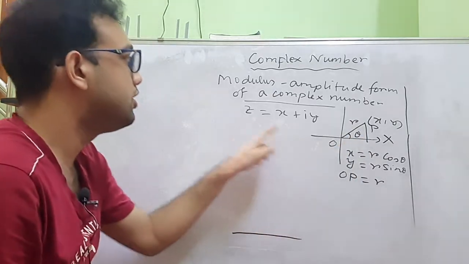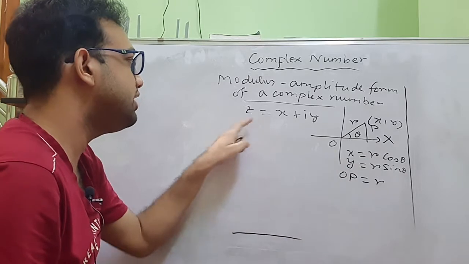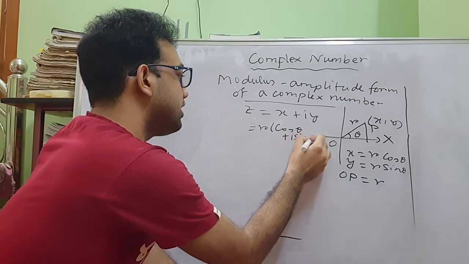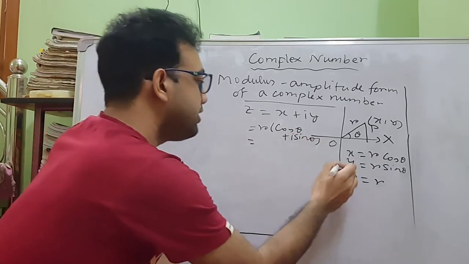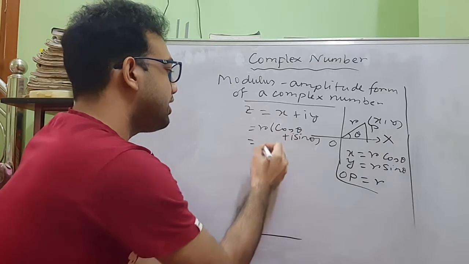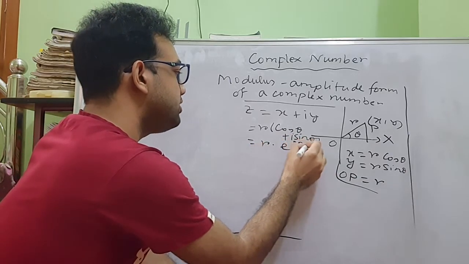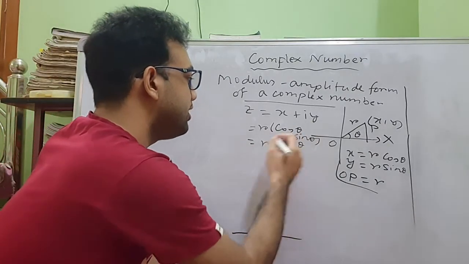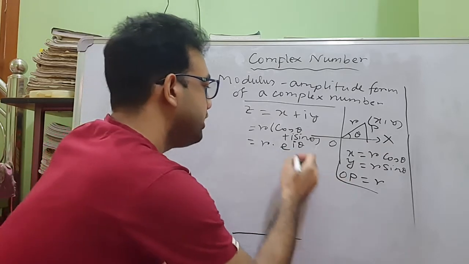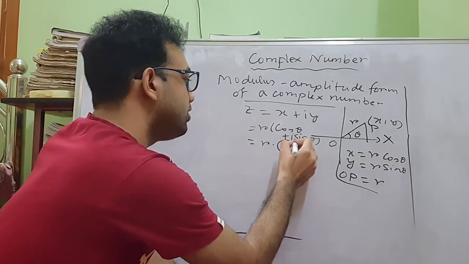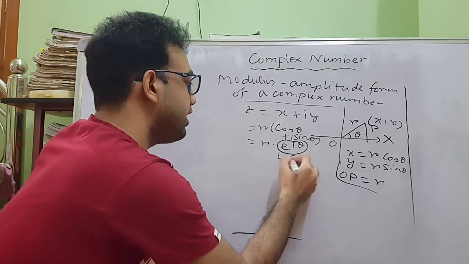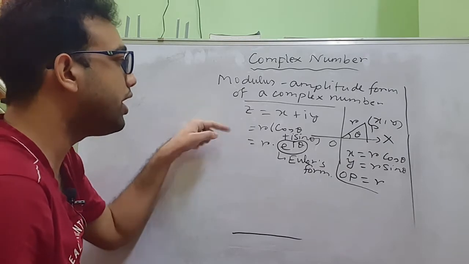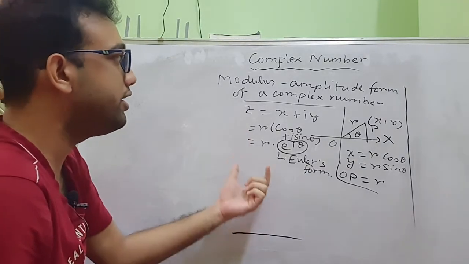of the x axis. So by using this formula, z can be written as r into cos theta plus i sin theta, and you should know that cos theta plus i sin theta can be written in the exponential form as e to the power i theta, and this notation was given by Euler. So e to the power i theta equals cos theta plus i sin theta is known as Euler's form. However, we want to discuss the modulus and amplitude.